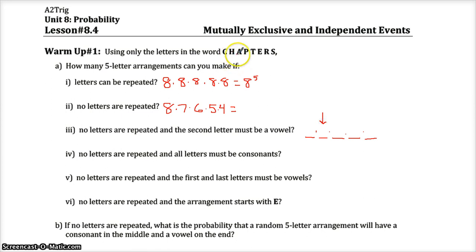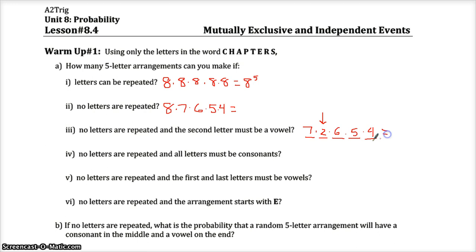The second letter must be a vowel. So 1, 2 vowels. There's 2 choices for that. Then I got to fill in these other locations. After I've done this and there's no repeated letters, if I take one of the vowels out, there's only 7 letters left, and then 6, and then 5, and then 4.